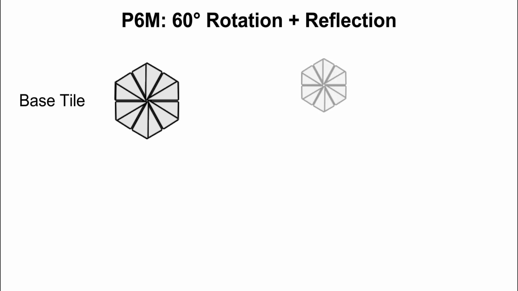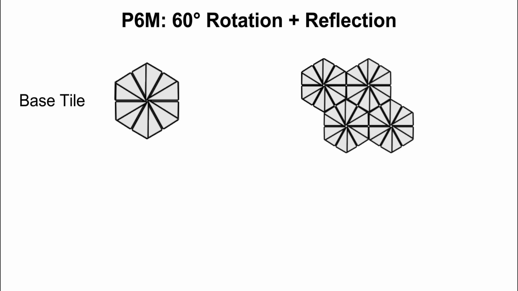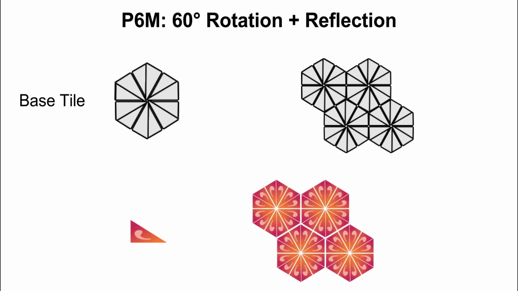So a total of 12 tiles together form the hexagonal tile pattern, which is repeated to form a pattern. If we have this as a base tile and select P6M from the dropdown, the 2x24 grid will be like this.